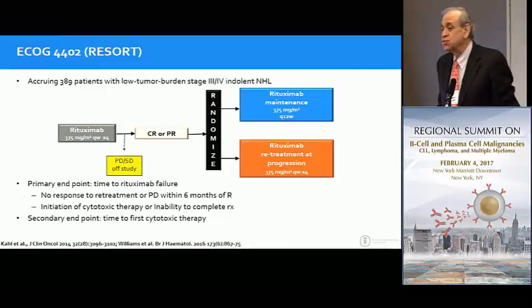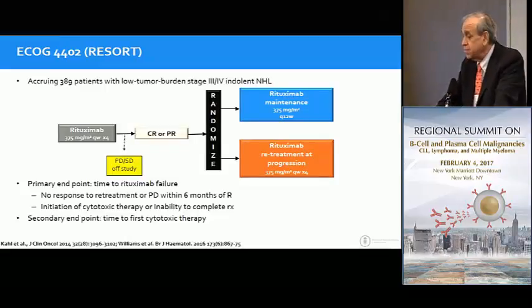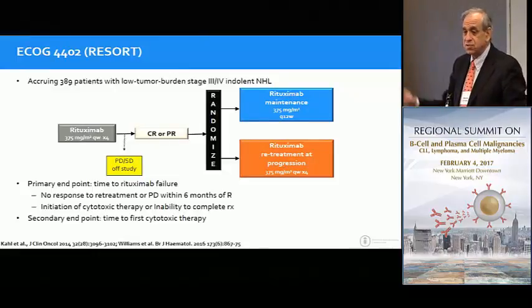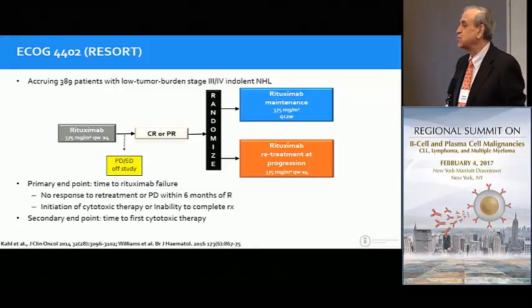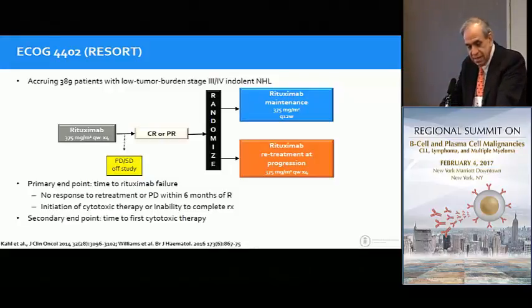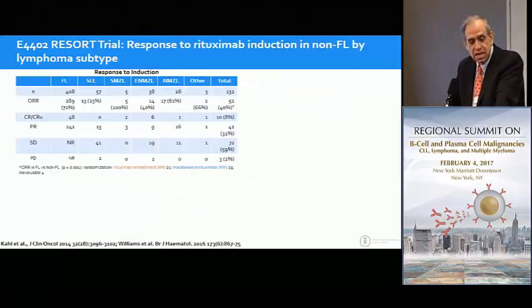So let's look at the RESORT trial. The RESORT trial was a monotherapy rituximab trial, 4 doses of rituximab followed by maintenance rituximab forever versus rituximab at retreatment. In reality, it was actually difficult to give rituximab maintenance forever, and a lot of patients walked away from the study, but walked away from the study after a pretty substantial amount of treatment.